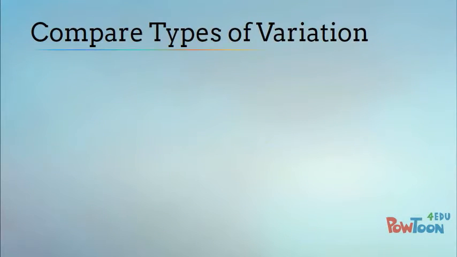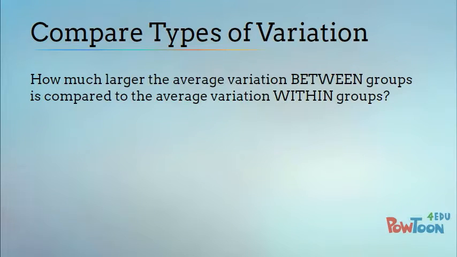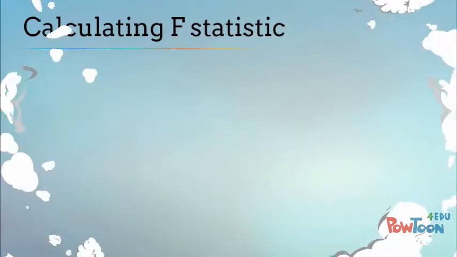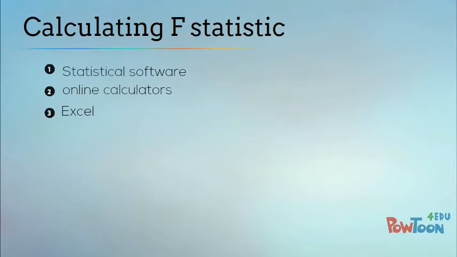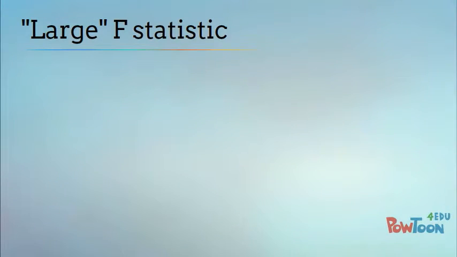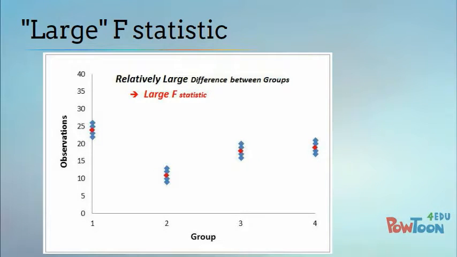We now consider how much larger the average variation between groups is compared to the average variation within groups. The test is done with what is called an F statistic, which is a ratio of the mean square between to the mean square error. These calculations can be done with statistical software, online calculators, or even Excel, and will output an ANOVA table showing the F statistic and its p-value. If the F statistic is large, it means there is a relatively large difference between groups, considering the variation within groups, that is probably not due to random variation.